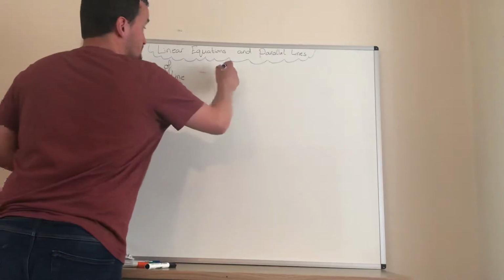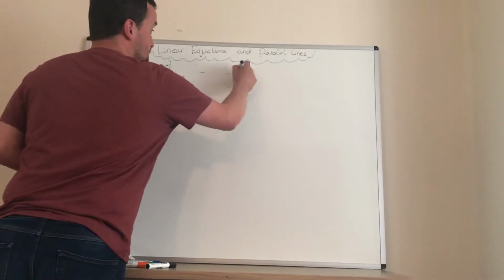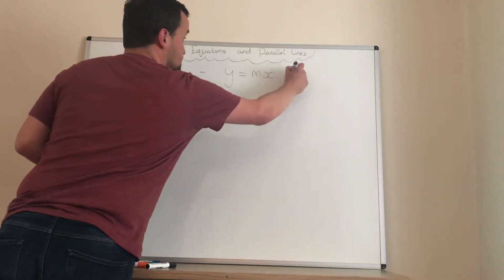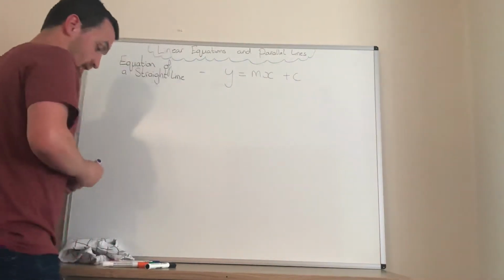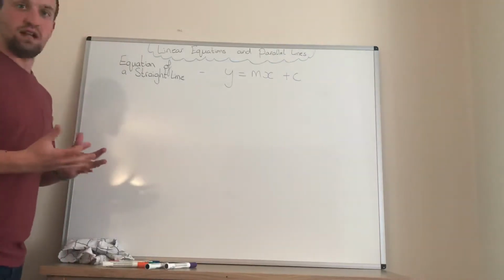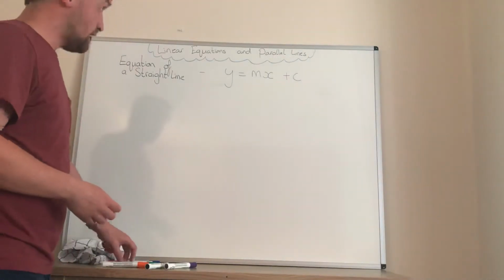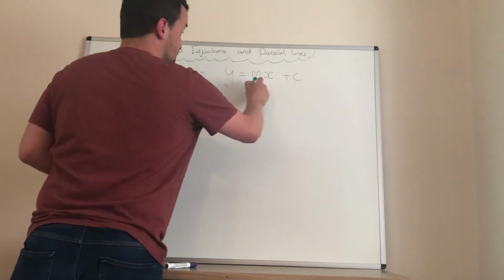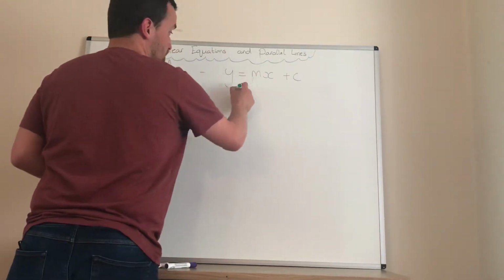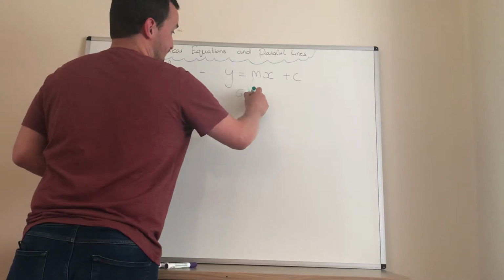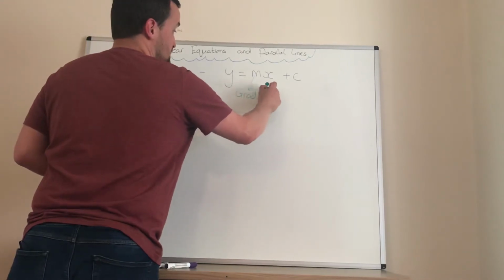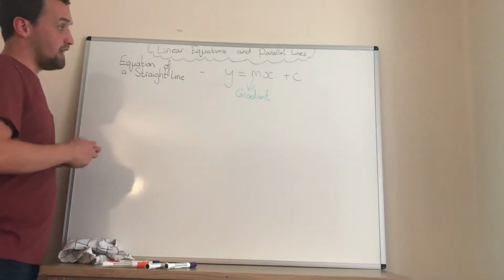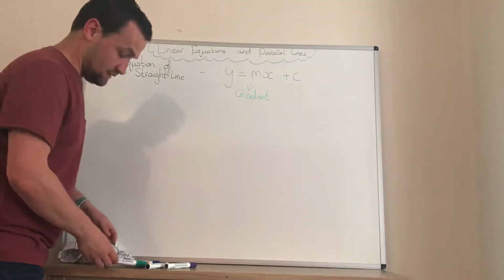The general equation of a straight line is y equals mx plus c. That's exactly the same for every single straight line. This is the equation that we need to use. The key bit we need to look at for parallel lines is this m value. If you remember back to what we did, the m value tells us the gradient of that particular line. It tells us how steep that line is.